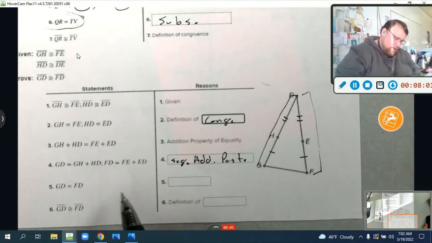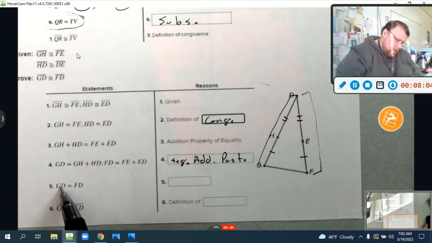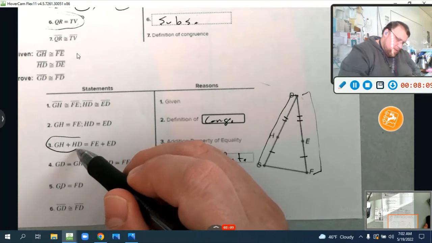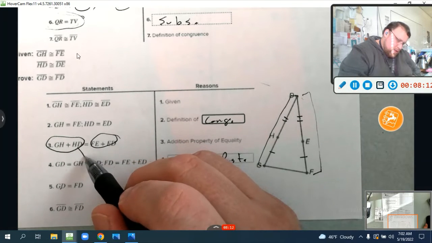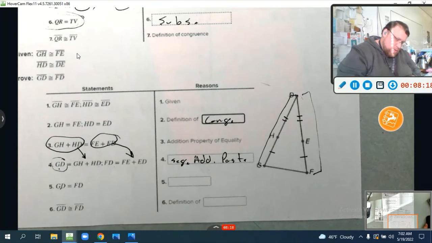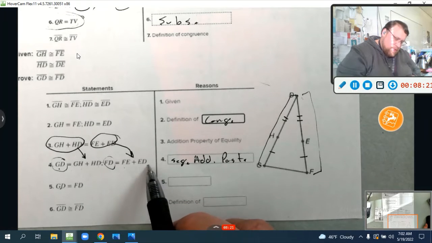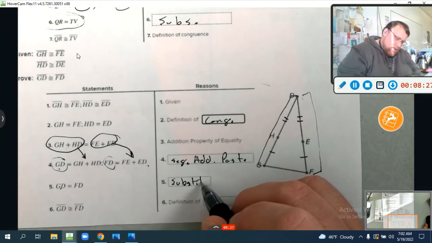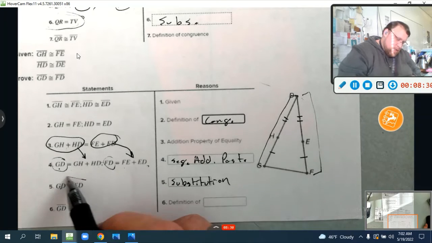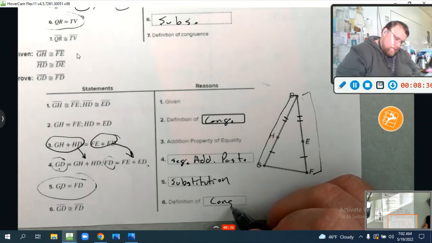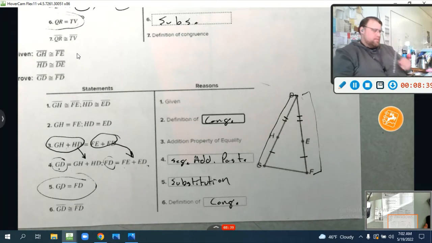And then the next thing we say is, all right, we know that GD equals FE. So GD equals FE. How do we know that? Well, we already said these are equal. Now I'm telling you, this is the same thing as saying GH plus HD, and FD is the same thing as saying FE plus ED. So I'm going to substitute them in. So this is substitution. Substitution is kind of your thing. You're going to use it a lot. And then once we say they're equal, we can now say that they're congruent. Definition of congruence. That's the one we use all the time. Boom. Two good proofs right there. Let's keep this on a roll.